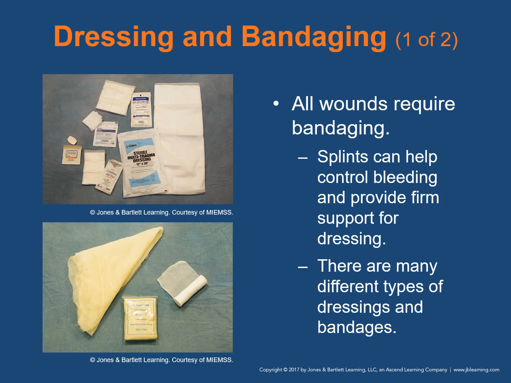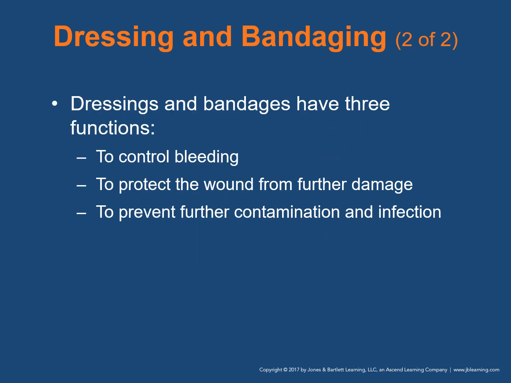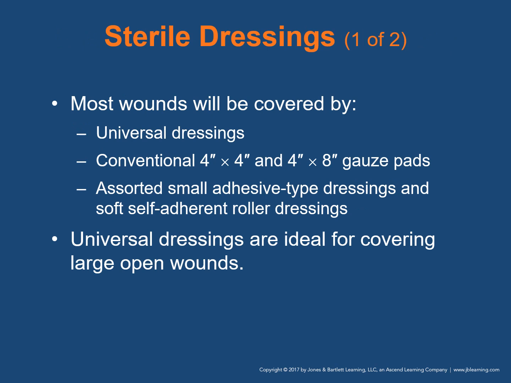Now let's discuss dressing and bandaging. All wounds require bandaging. Splints can help control bleeding and provide firm support for dressing. Many different types of dressings and bandages exist. Dressings and bandages have three functions: 1, to control bleeding; 2, to protect the wound from further damage; and 3, to prevent further contamination and infection of the wound.